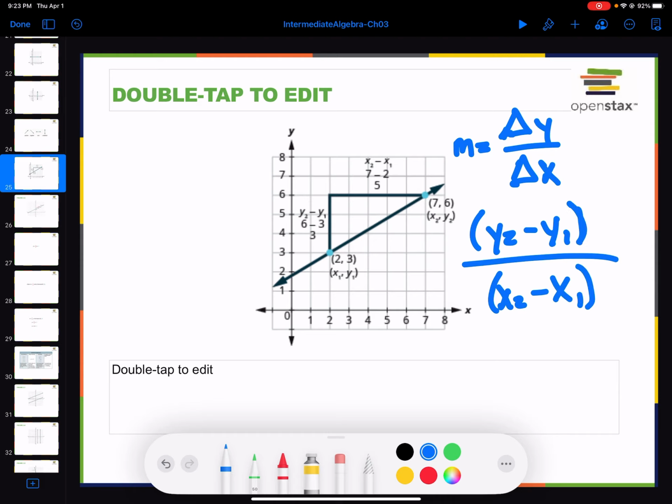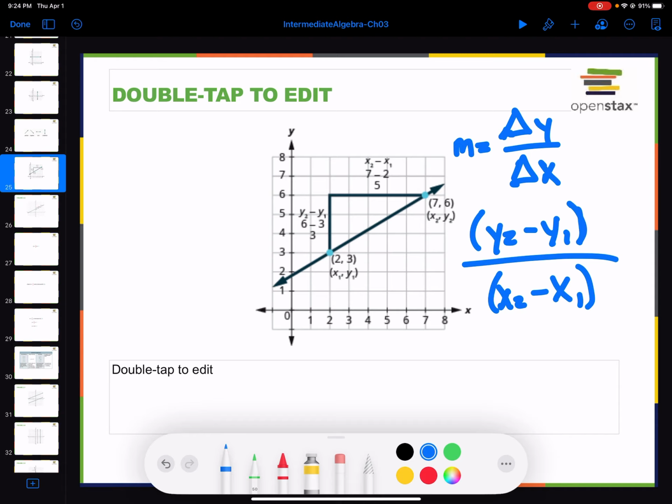It doesn't matter which one you assign as x1 and y1, and x2 and y2, just be consistent. If you want this point to be x1, y1, that's perfectly fine. And if you want this point to be x2, y2, that's okay as well. You're going to get the same answer. Just stay consistent with whichever one you choose. I'm going to go ahead and use the ones that they've already labeled for us.